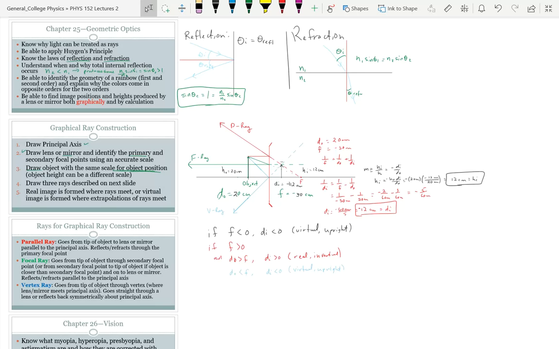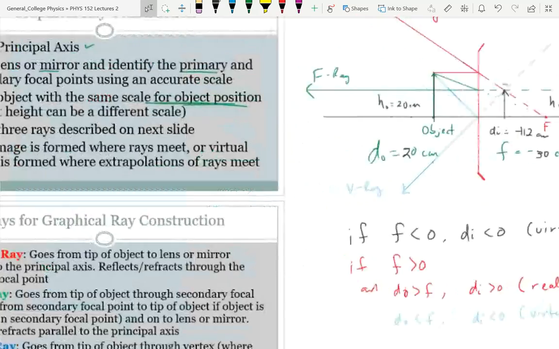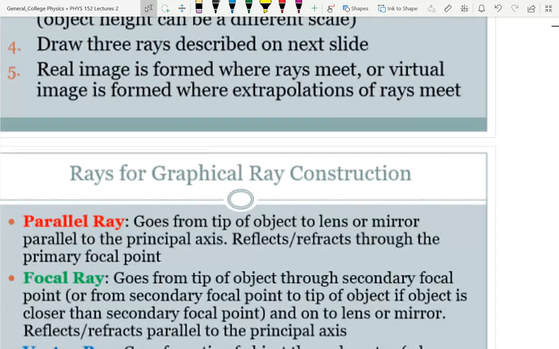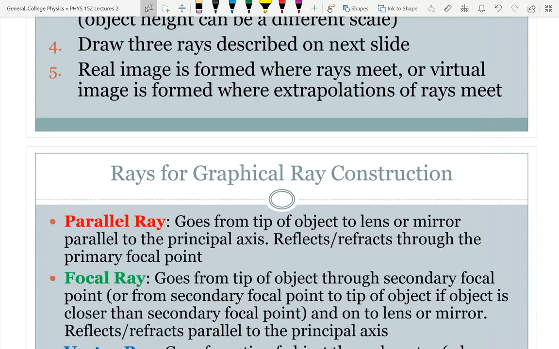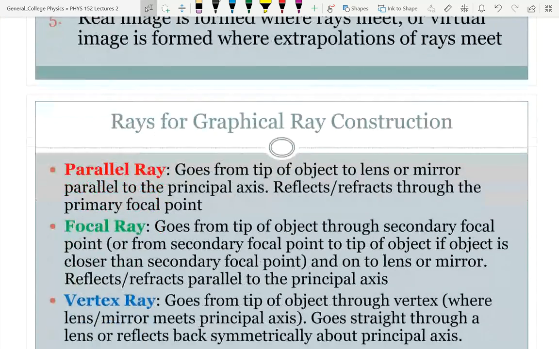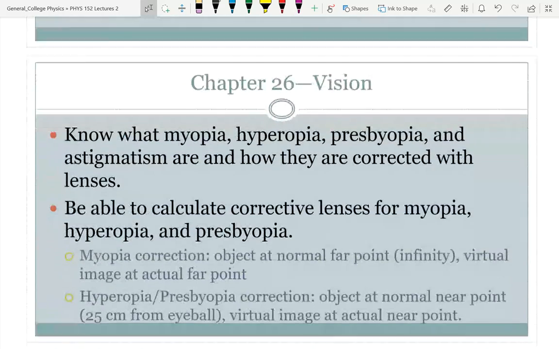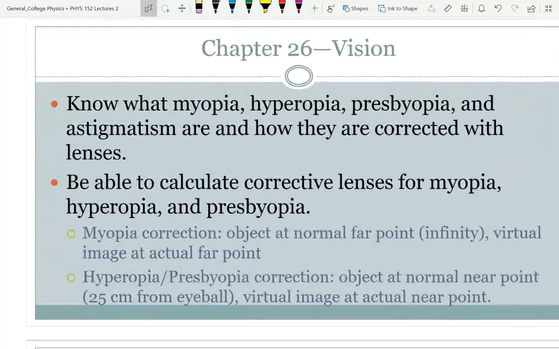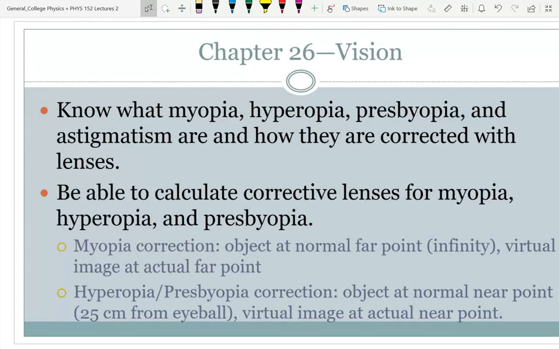Any other questions? Then let's move on, because that's only the first chapter. Now, the first chapter is the biggest portion of the test. Chapter 20, was this 25? Is the biggest portion of the test. Chapter 26, this was optical instruments and vision.